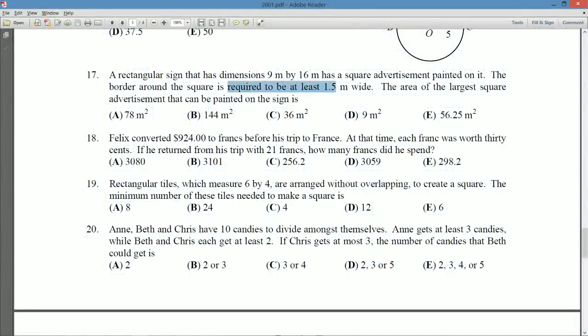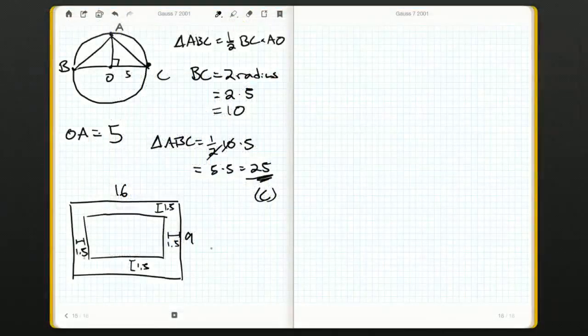We need to have the border around the square is required to be at least 1.5 meters wide. And since it's a border, it goes around on both sides. It's not a cumulative 1.5, it's 1.5 on either side. That's what we mean by border. Alright. So if we want to put a square advertisement in here and we want it as large as possible, basically it's going to be pushing up on at least one pair of sides. So, what are the distances in here?